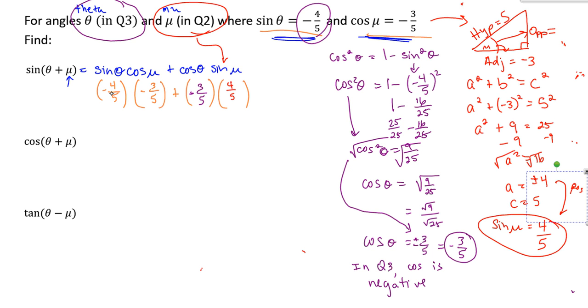You just go through and combine stuff. Negative 4 times negative 3 is 12 over 25, plus negative 3 times 4, that's negative 12 over 25, which comes out to be 0.